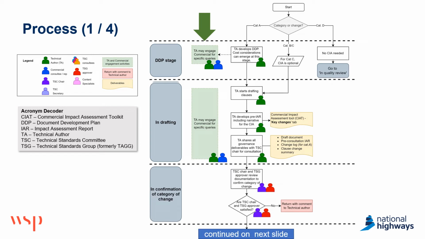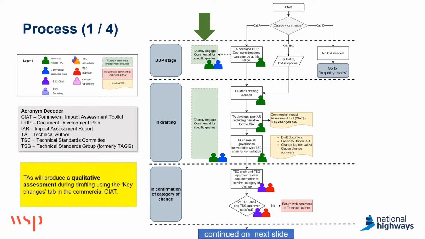Once the document is ready for consultation, the TSC chair and TSG approver will check the category of change, and if satisfied, will move the document into consultation. A key takeaway for technical authors is therefore they will be producing a qualitative assessment during drafting using the Key Changes tab in the commercial CIAT, which will be presented later on.